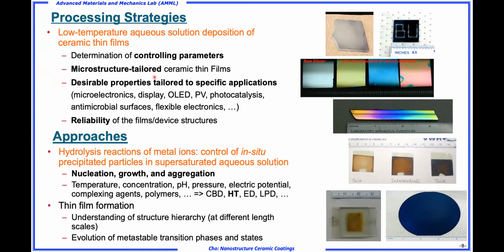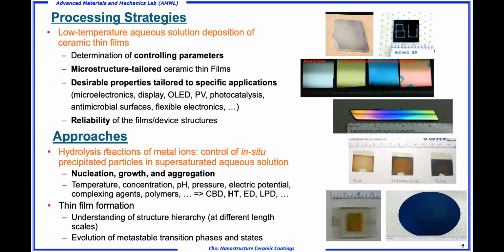So microstructure needs to be better controlled, so that we can have the desirable property specifically tailored for some specific application. Also, as I mentioned in the background, reliability of these ceramic films and ceramic structures would be critical to be used in some of the applications.